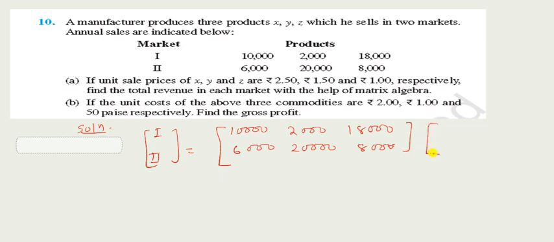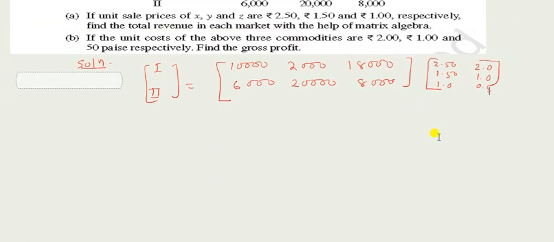And the costs, what you do, you just write it like this. This is 2.5, this is 1.5 and this is 1, and this is 2.0, this is 1.0 and this is 0.5, 50 paise, it is equal to 0.5. Now let us solve this matrix. First you arrange it in this way, then you solve it in the matrix form.